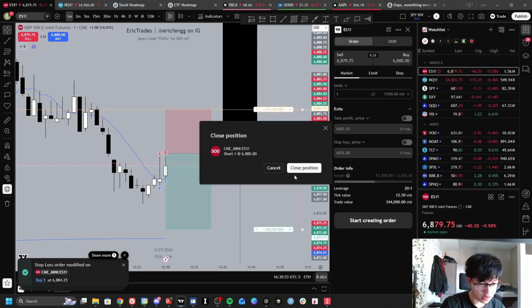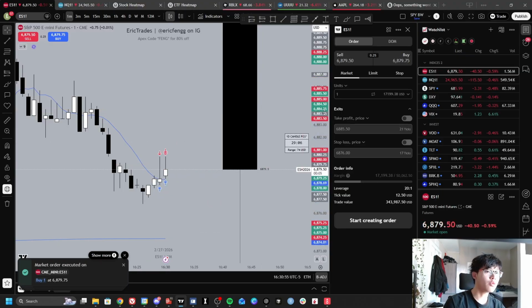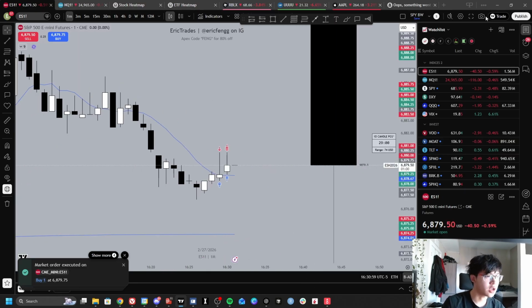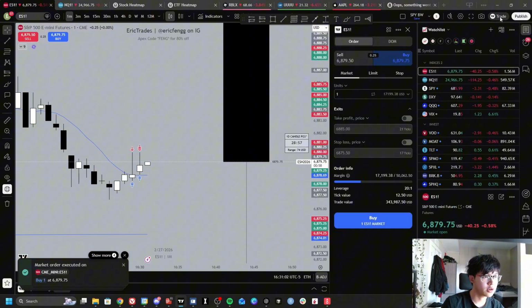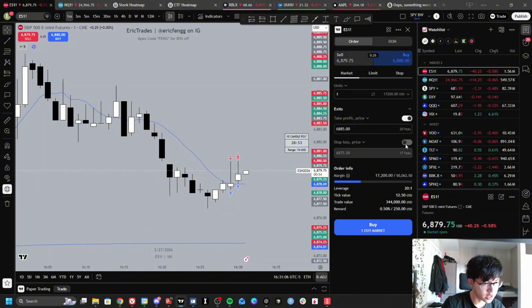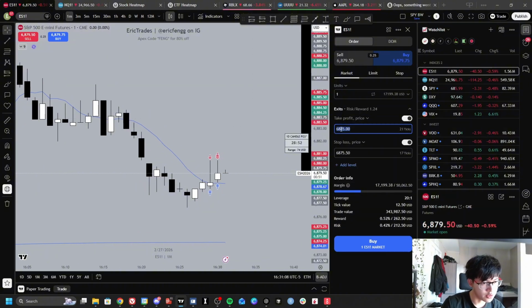And yeah, I'll just kick myself out of that. If you guys don't want to use the long and short position tool, but still want your take profit and stop loss, then you can just press the trade button up here, or you can just press the buy or sell button, and you can just manually set your take profit and type in the level you want.